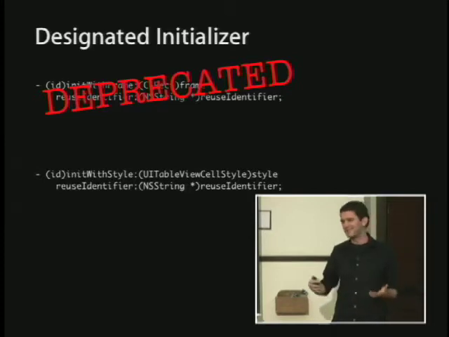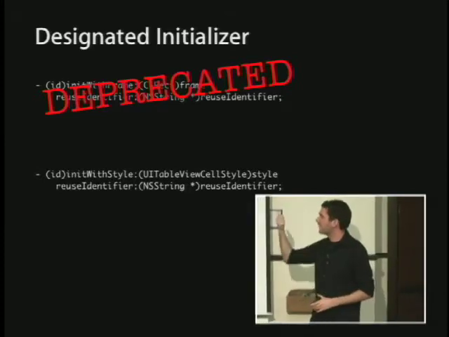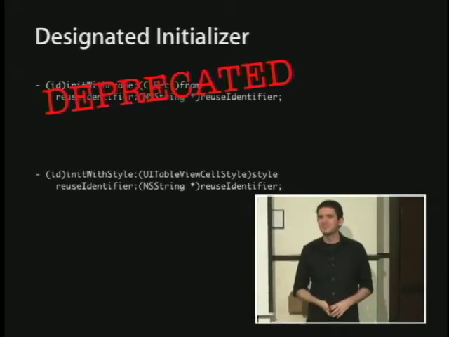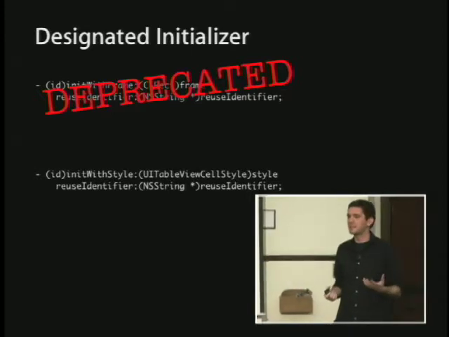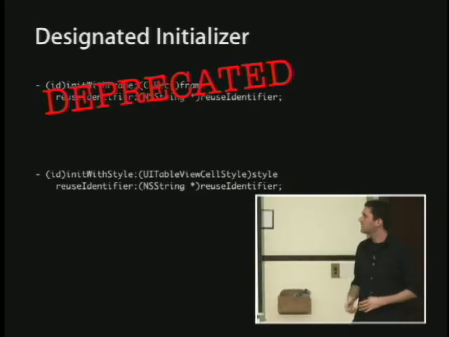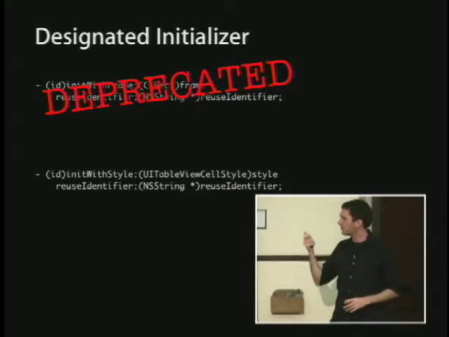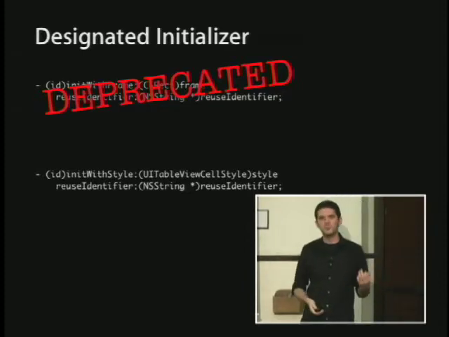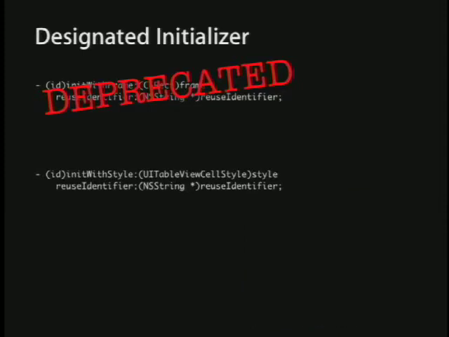So if you see it, it still works. You can still call it. The frame is ignored, so it doesn't provide a whole lot of benefit. The frame is going to be set by the table view when it's actually positioning it in the table view. So the new designated initializer is initWithStyle:reuseIdentifier:. And you can actually pass one of the new iPhone OS 3.0 UITableViewCell styles in your initializer now, along with the reuse identifier.